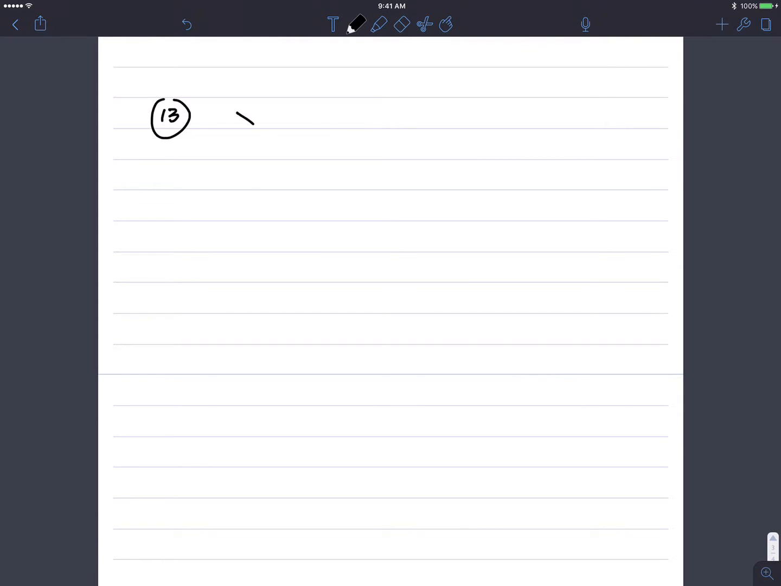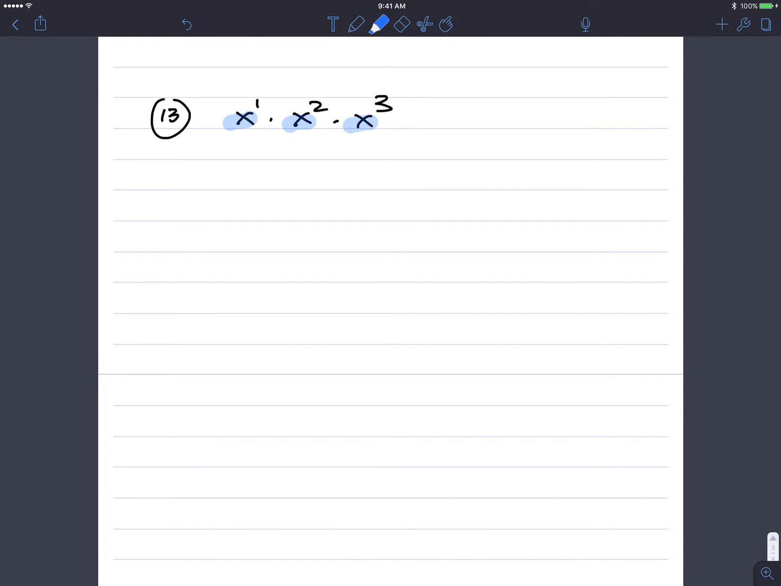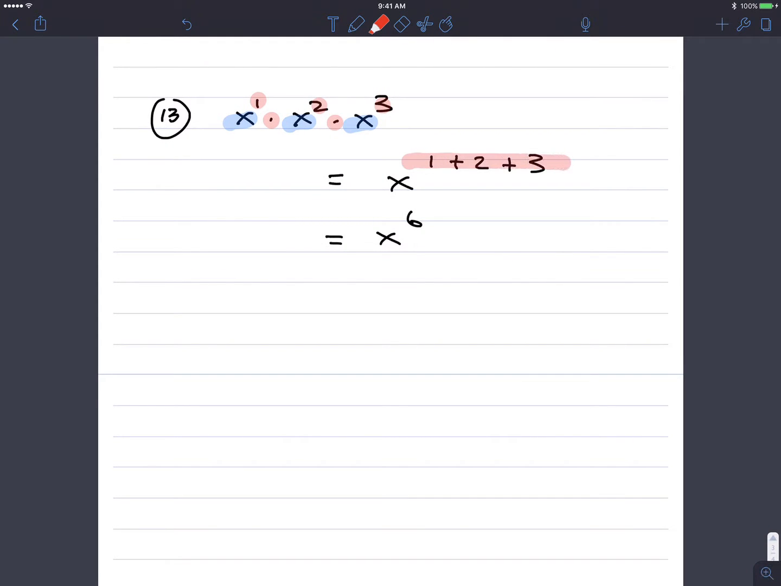Number 13, x to the 1st power times x to the 2nd power times x to the 3rd power. Okay. Our base in each case here is x, so we're going to keep it as x here. And notice again, we are multiplying these exponentials together. So we take each power and we add them. 1 plus 2 plus 3. We get x to the 6th power, because all we have to do here is add the powers and keep the base. We're done.